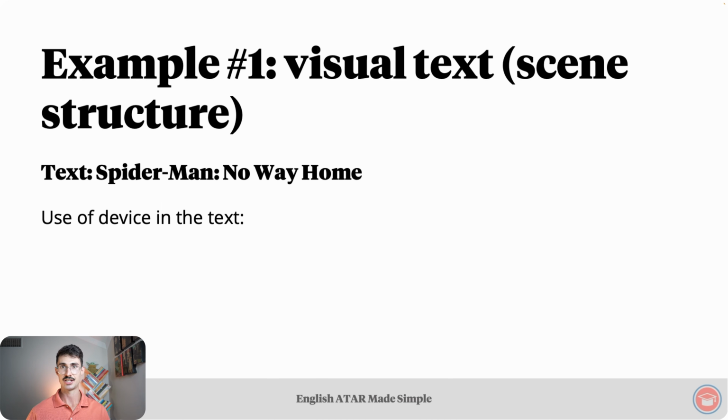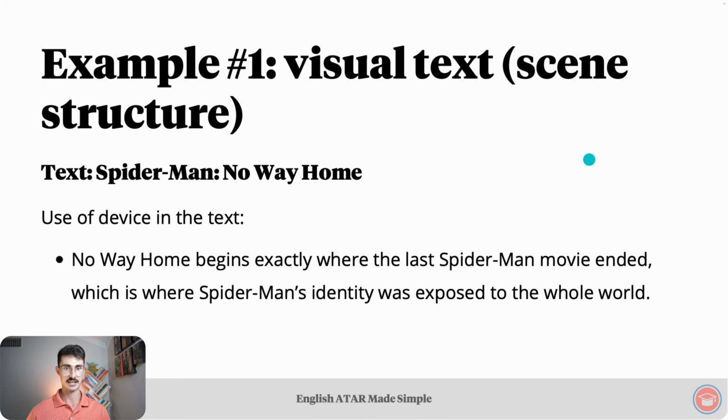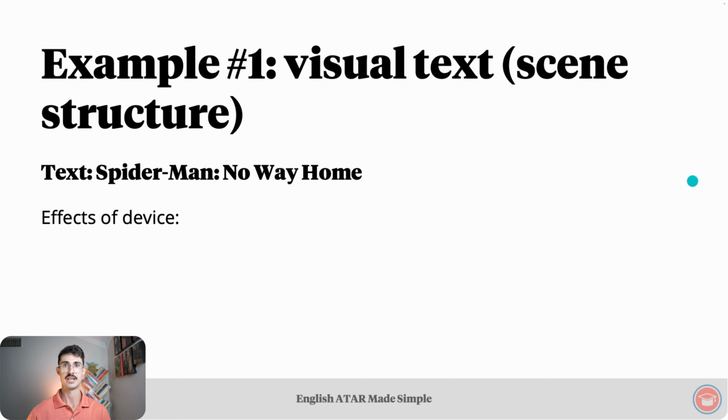How is this device used in the text? No Way Home begins exactly where the last Spider-Man movie ended, which is where Spider-Man's identity was exposed to the whole world. What are the effects of this device? John Watts, the director of this movie, sets an intense and frantic mood from the outset. This had the effect of immediately gripping the audience because they're immediately invested in how Spider-Man is going to live his life now that his whole identity is exposed to the world.